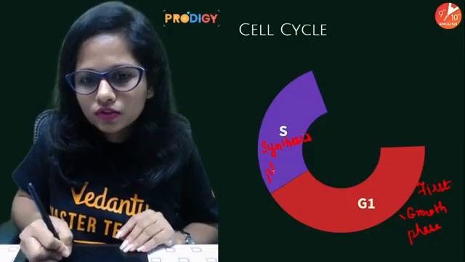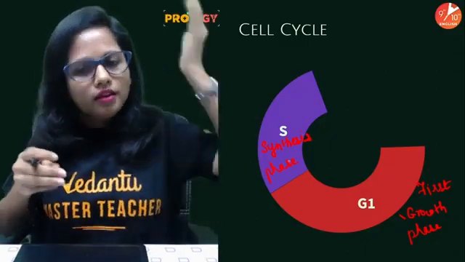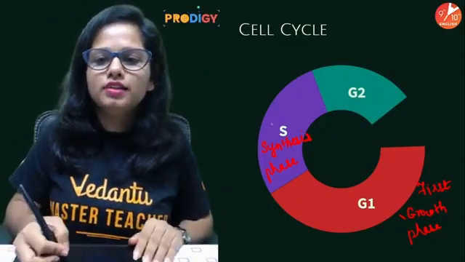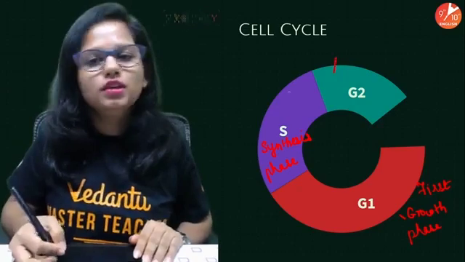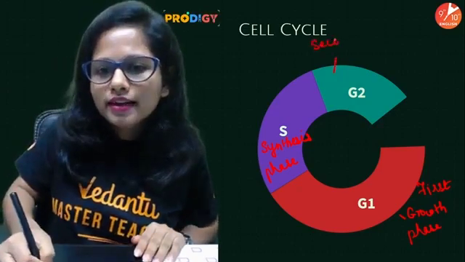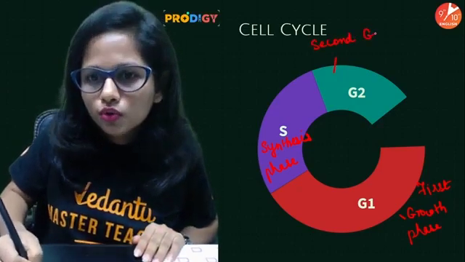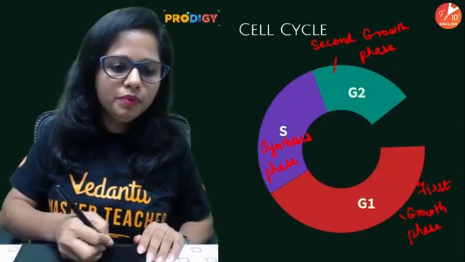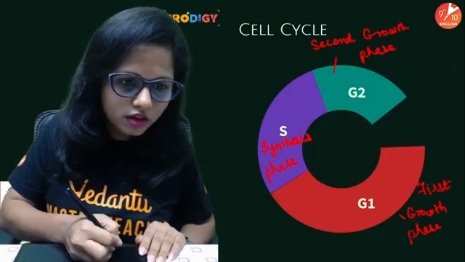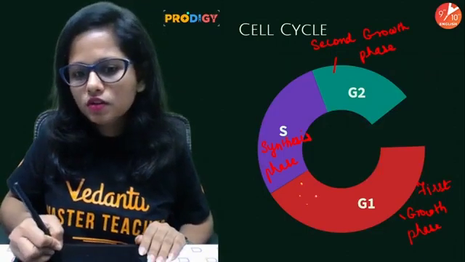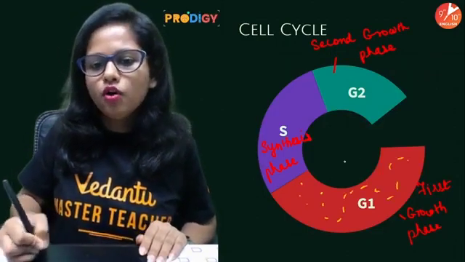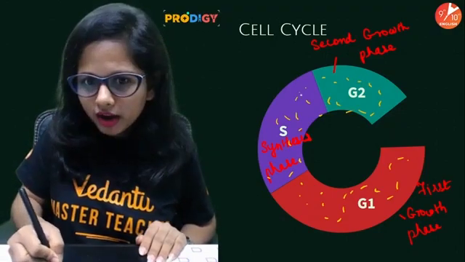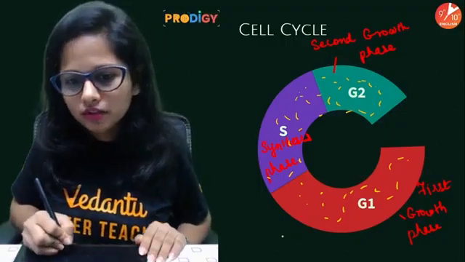Synthesis phase is followed by another shorter phase, which is known as G2 phase. Now G2 phase stands for the second growth phase. All these three phases are a part of interphase. The yellow colored shaded parts of the cycle belong to the interphase.